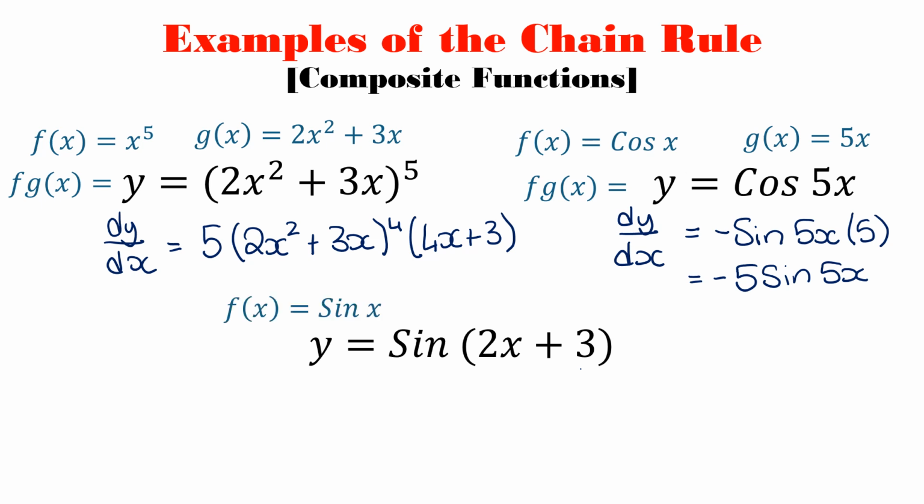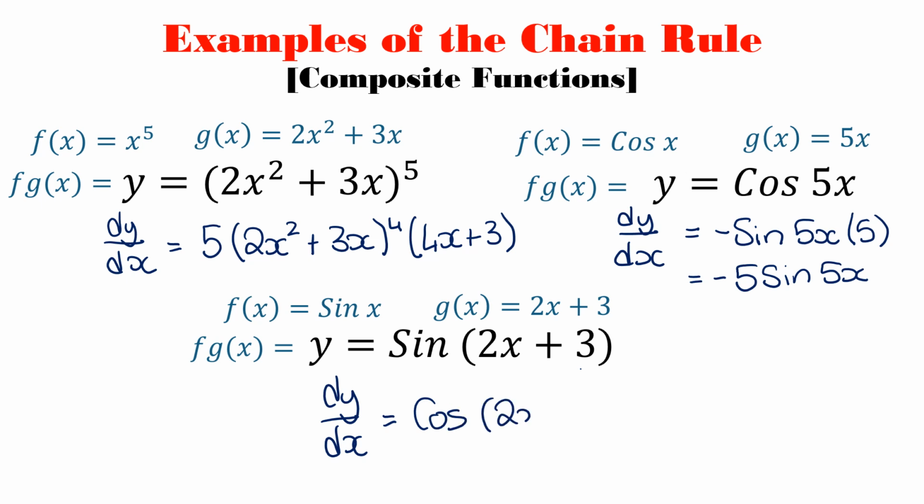So here's our last one. We have y equals sine x, and then our inner function is 2x plus 3. That gives us the composite function f after g of x. Differentiating that, we're going to differentiate our sine. That goes to cos 2x plus 3, multiplied by the derivative of the inner function, which is going to give us 2. That 2 needs to sit in front, so 2 cos(2x plus 3).